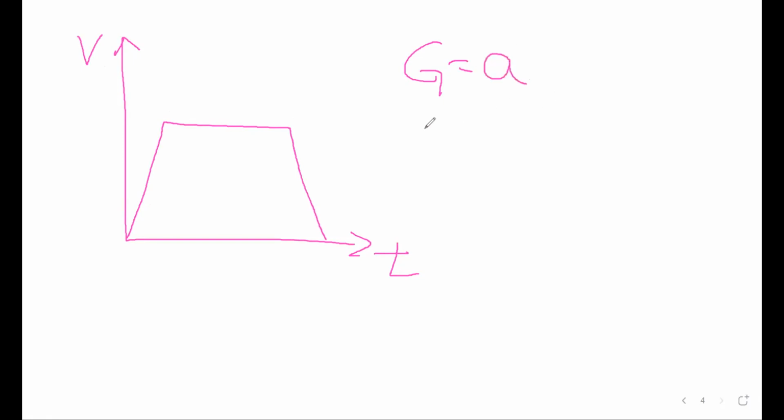Good, you got it right this time. The gradient is going to represent acceleration: positive gradient, positive acceleration; zero gradient, zero acceleration; and negative gradient, negative acceleration, which is in other words known as deceleration. Very important, right? And from here, what about the area under the graph?